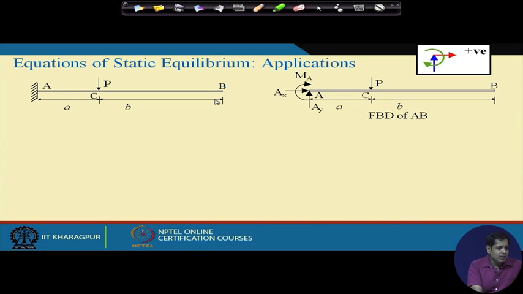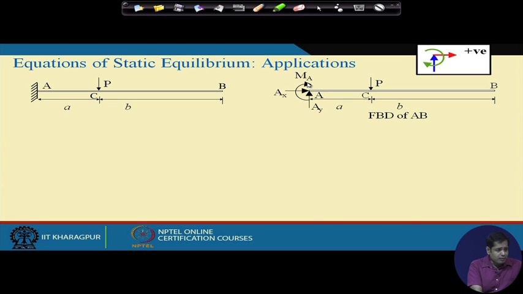Now, you see, this is the free body diagram of the beam AB. Since this is a fixed support, the characteristic of a fixed support is that it constrains horizontal motion, vertical motion, and then rotation. So, equivalently, you have a horizontal reaction, a vertical reaction, and a moment.